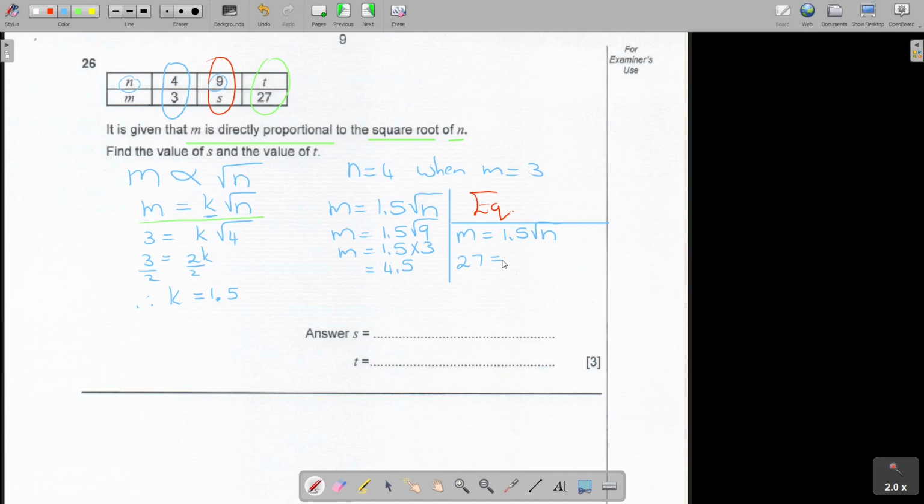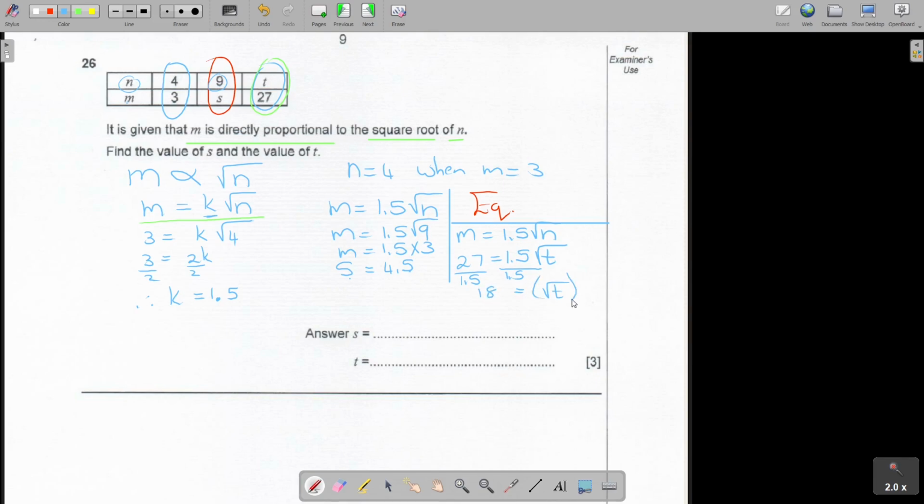I can show you that m was actually s, so s is 45, and I bring it in at the end. Here I'm going to bring it in directly. So I say 1.5, and in the place of n, I put t. I just substitute in the place of m and n. Then 27 equals 1.5 square root t. I divide by 1.5 on both sides and I get square root t is equal to 27 divided by 1.5, which is 18.